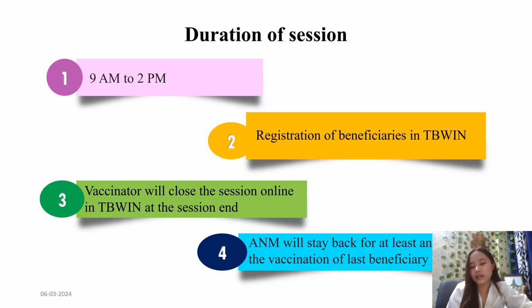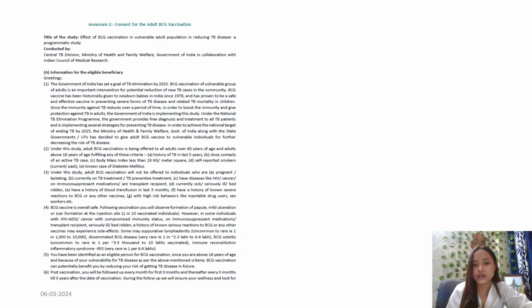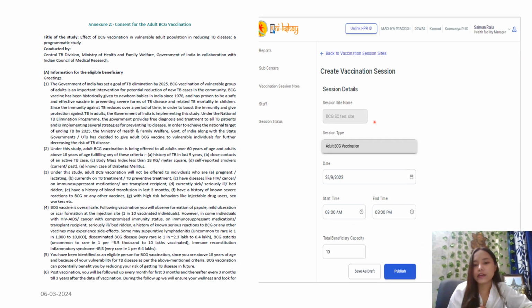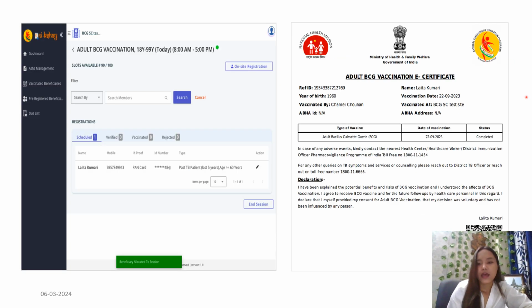Also, the ANM should stay back at least for an hour after the vaccination of the last beneficiary to report any case of adverse events following immunization and to do the other paperwork. So this is a snapshot of the consent for the adult BCG vaccination, and this is how it will look at the vaccination session site in the Niksha portal. And at the end of the session, the beneficiary will be provided with an e-certificate.